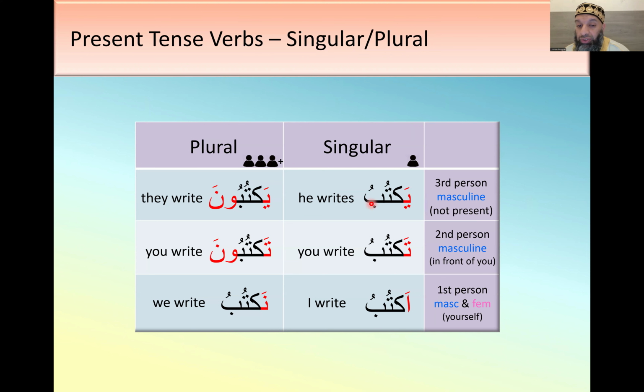Right? So you just put a ya in front of the root word, and you need to know the vowel of this one, and you can sort of figure it out. So dhakara means he remembered. So how do you say he remembers? Dhakara with a ya in front of it. Yadhkuru. Excellent. Yadhkuru.